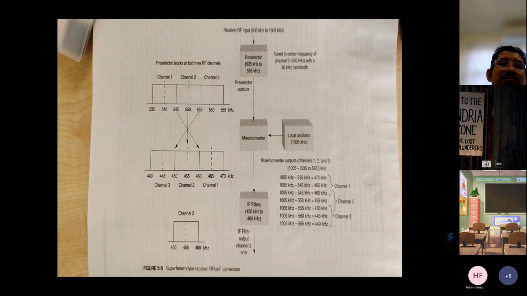Okay. Ini example ni saya ambil daripada buku Wayne Tomasi. So jangan terkejutlah. Okay. Ini ada dalam buku Wayne Tomasi dalam chapter 5, berkenaan dengan AM receiver. So kita akan go through example ini, hopefully you boleh dapatkan pemahaman yang lebih.